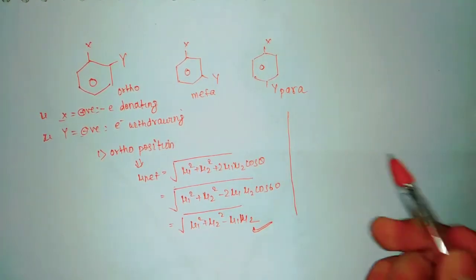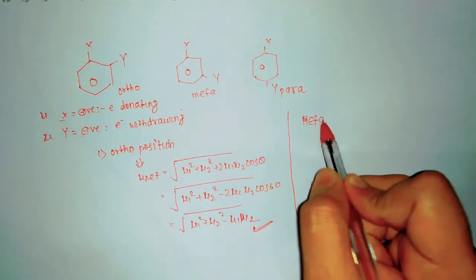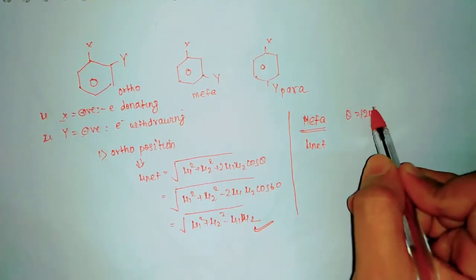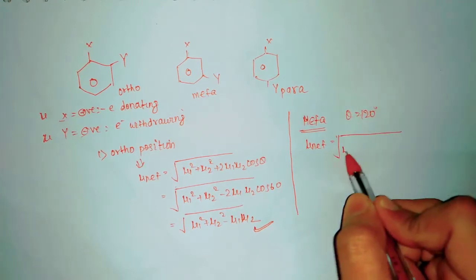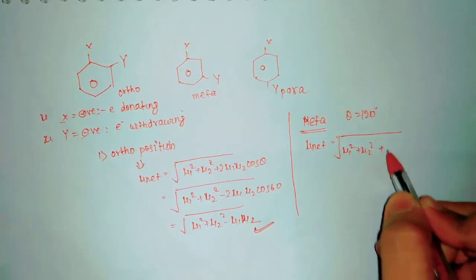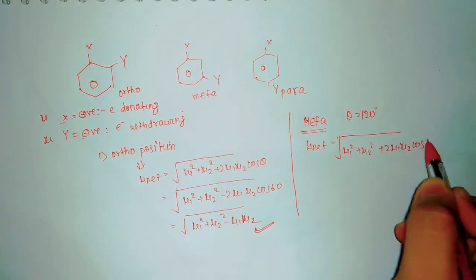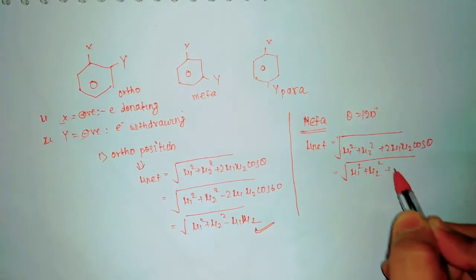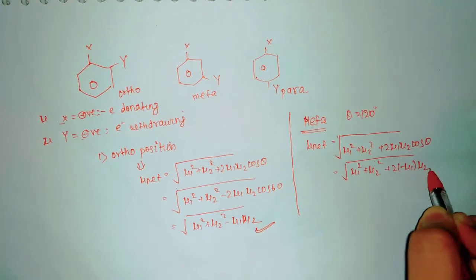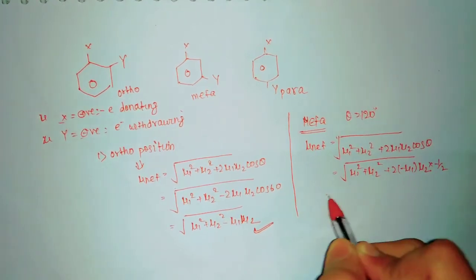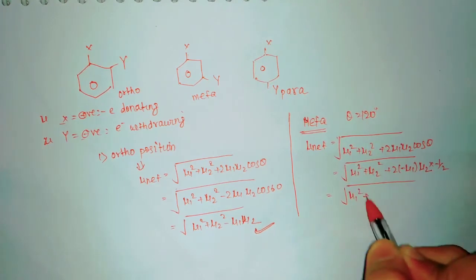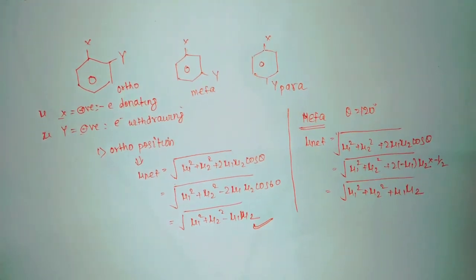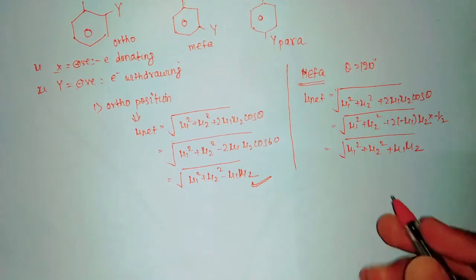Now let's move to the meta position. Mu net, theta 120 degrees: under root of mu1 square plus mu2 square plus twice mu1 mu2 cos theta, equal to under root of mu1 square plus mu2 square plus 2 into minus mu1 mu2 cos 120 degrees, which is minus 1 upon 2, so under root of mu1 square plus mu2 square plus mu1 mu2. Now talk about the para position.